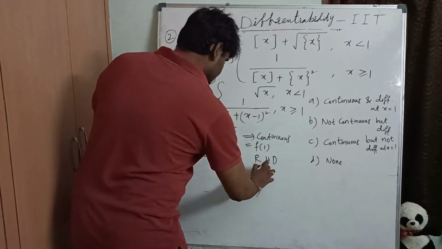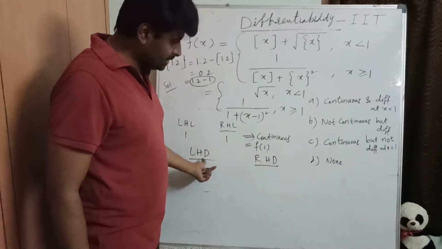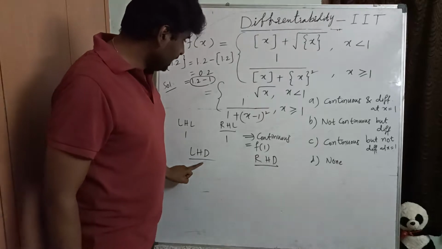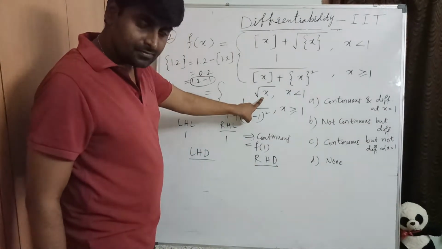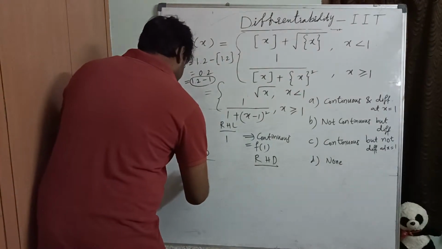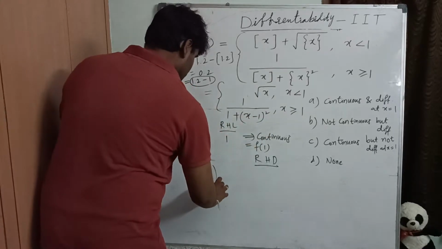LHD, RHD. So we do not need to apply formulas every time; wherever needed, there we can apply. Here LHD means, can you differentiate this? Is it possible to differentiate? Yes, root x, so 1 by 2 root x. Simple. Differentiate and substitute that limit 1.